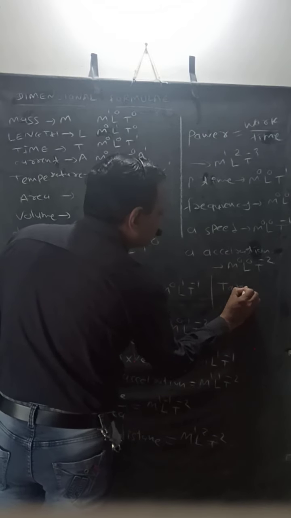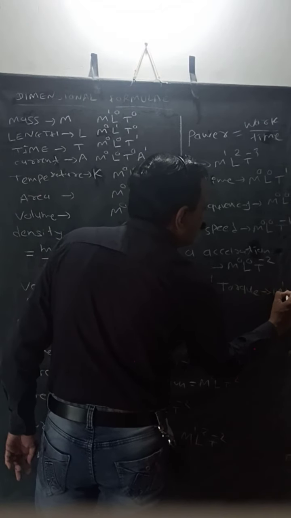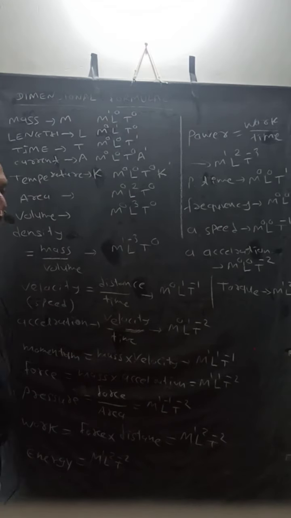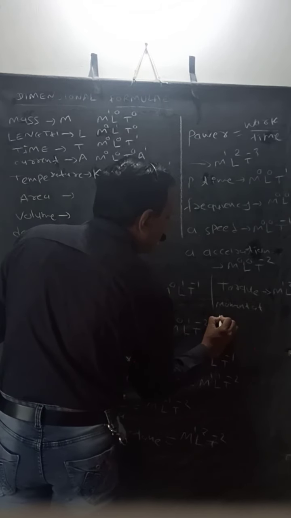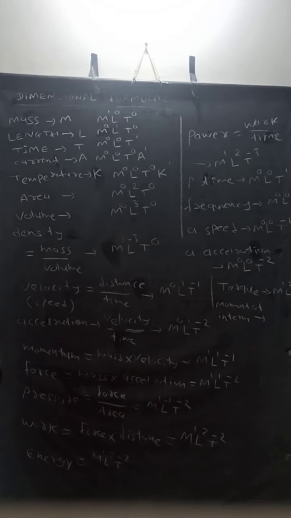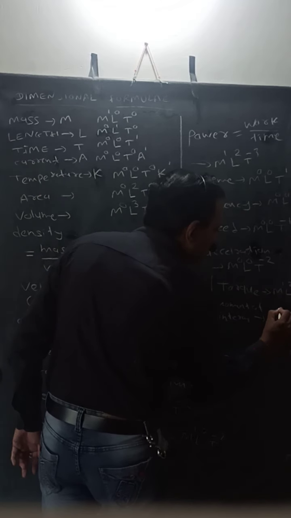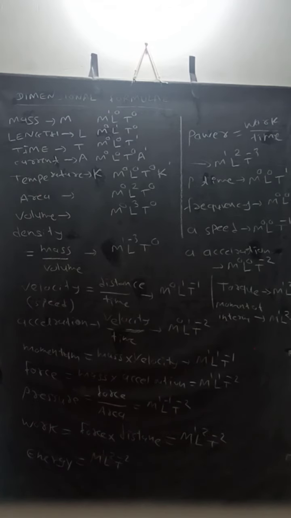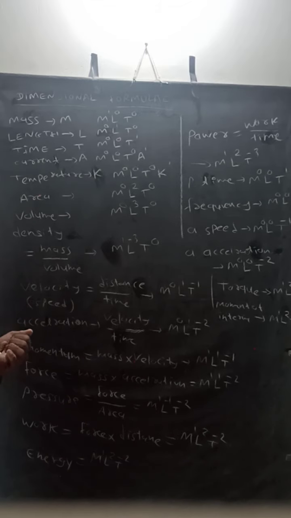Torque, same as work, so M1 L2 T minus 2. Moment of inertia. Moment of inertia is mass multiplied by distance square. So dimensional formula is M1 L2 T0. Okay, rest is in next lecture.